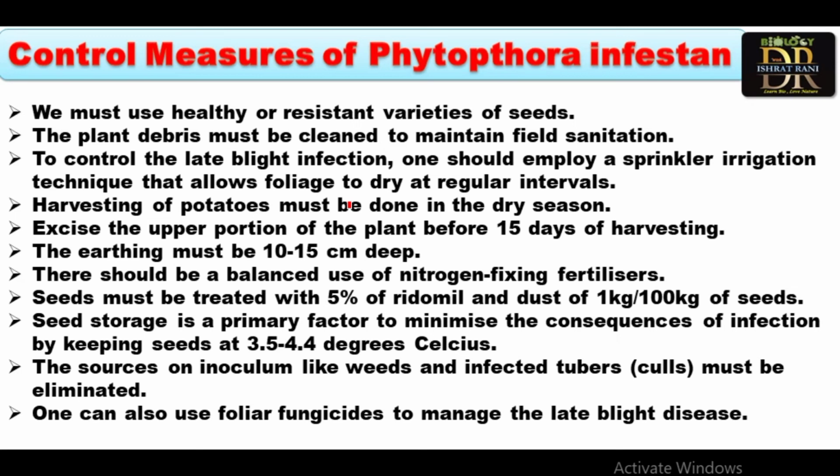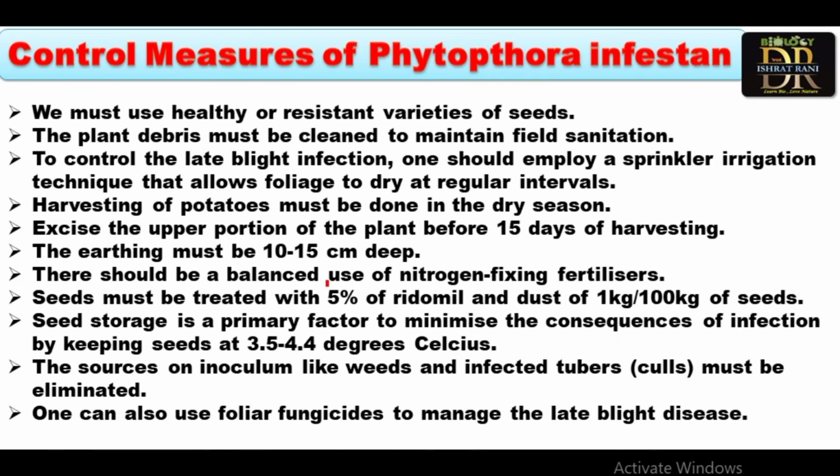So if we do not give optimal conditions for its growth, there will be the lowest chances of sporulation of Phytophthora infestans. Harvesting potato must be done in the dry season. As I have told you, the dry season is very effective to control Phytophthora infestans disease. Excise the upper portion. If you see lesions on the leaves, we should cut those leaves before harvesting, and then we will have healthy crops.